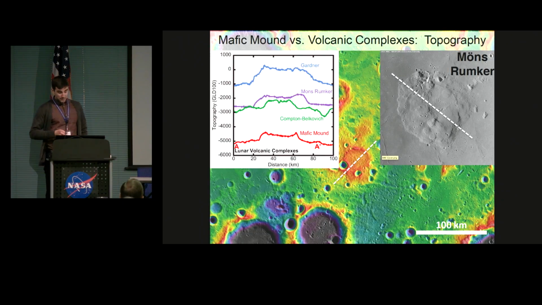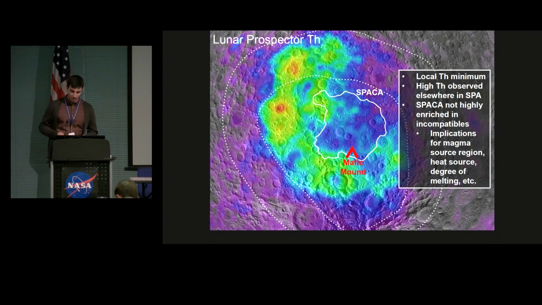So Mafic Mound is also the exact same composition as the rest of the Spaka material. And so for that reason, we're interpreting Spaka to have formed through volcanic resurfacing of the central portion of SPA by this kind of interesting, unique volcanic composition, a different magma than you see in your typical mare basalts. So what's the nature of this magma?